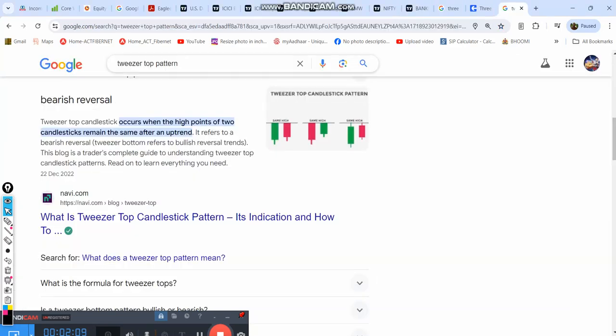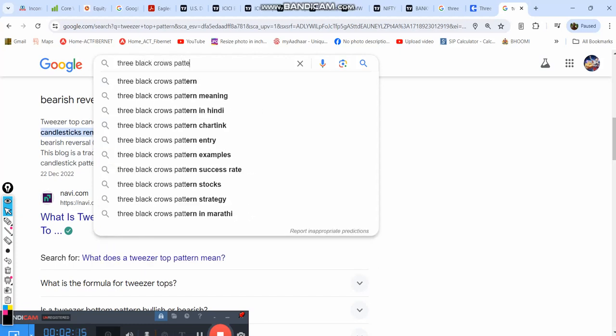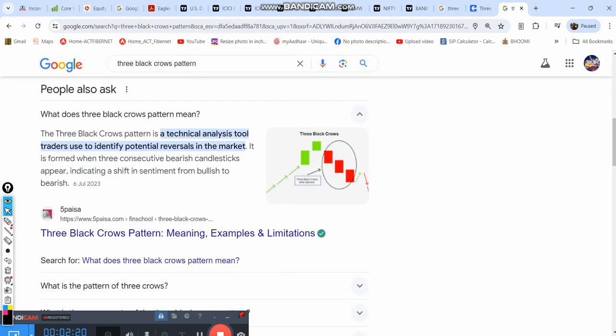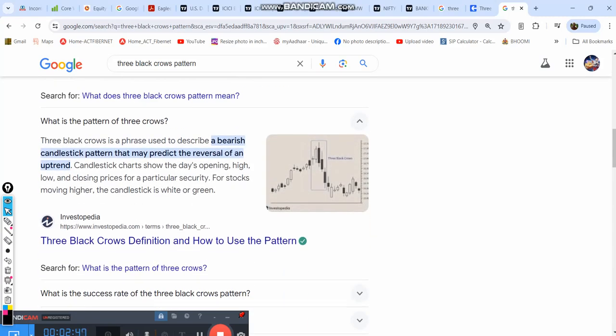So what is a 3 black rows pattern? The 3 black rows is a technical analysis tool traders use to identify potential reversals in the market. It is formed when 3 consecutive bearish candlesticks appear, indicating a shift in sentiment from bullish to bearish. So 3 consecutive bearish candlesticks appear. So this even qualifies as a 3 black rows pattern, actually.